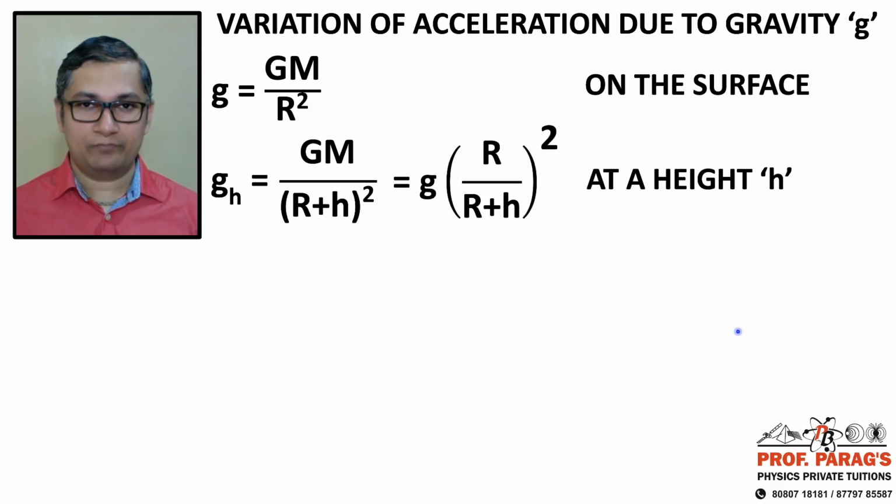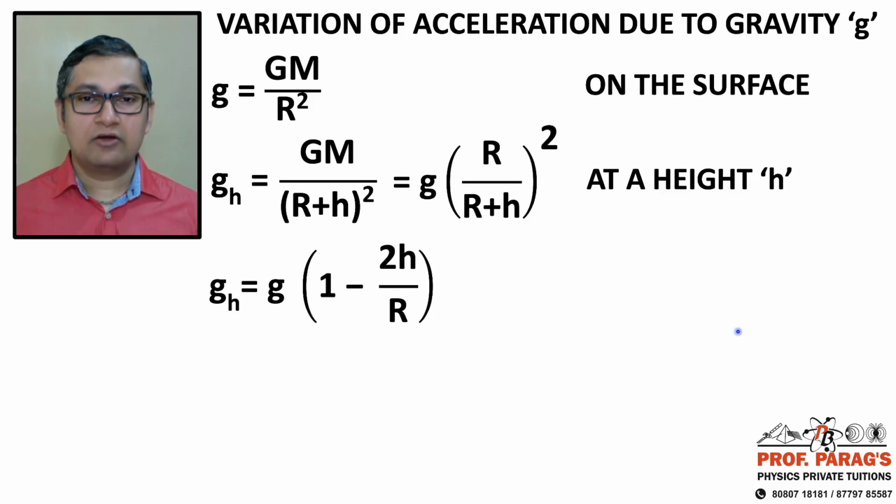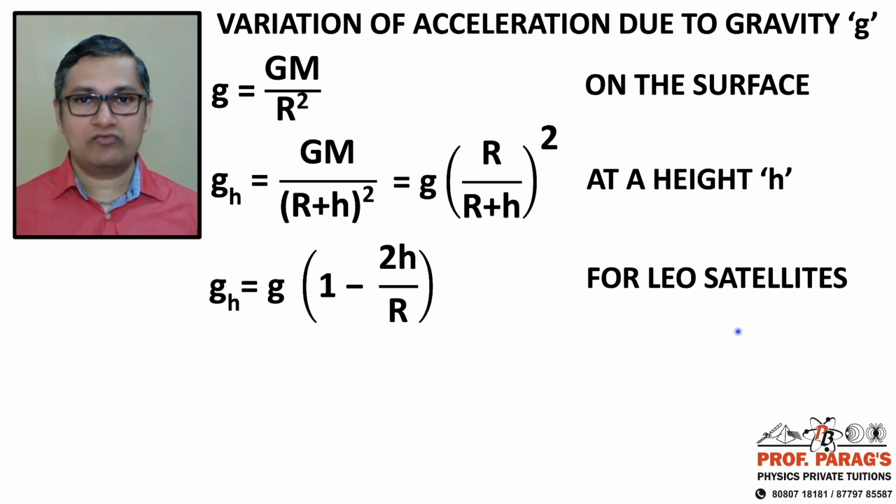Then for LEO satellites, what do we mean by LEO satellites? Any satellite which has a height of less than 800 kilometers, very close to the surface of earth, because satellites can be quite far away from that. Then the formula is gh is equal to g into brackets 1 minus 2h by R. Okay, so there is no square here.